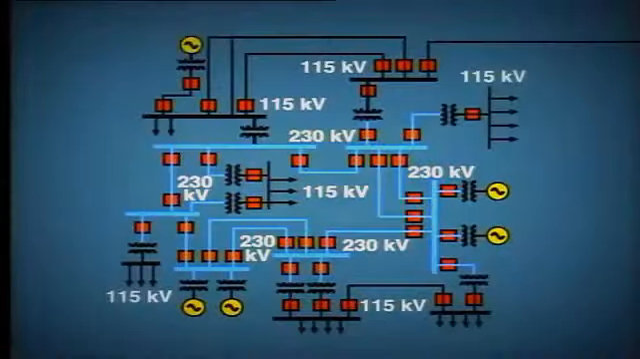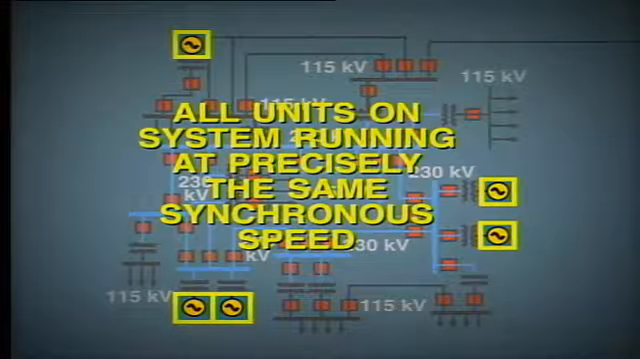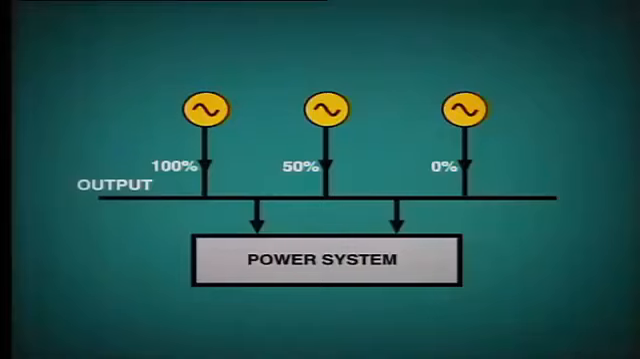Now remember, all of the units which are connected to the power system are running at precisely the same synchronous speed. This is obvious because they are synchronized together and the frequency is precisely the same at all points of the system. So how is it then that one unit may operate at, say, 100% capacity and another at 50%? Doesn't this mean that the unit with the greatest load is running faster? Well, beware of this trick question.